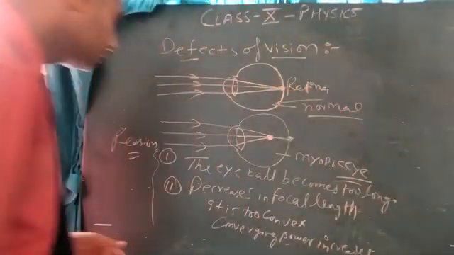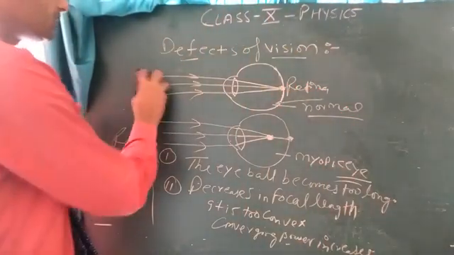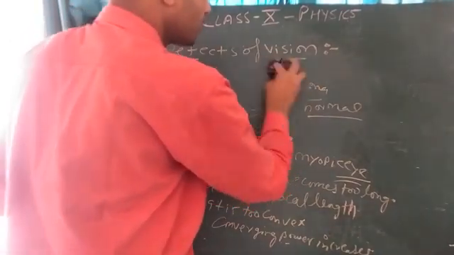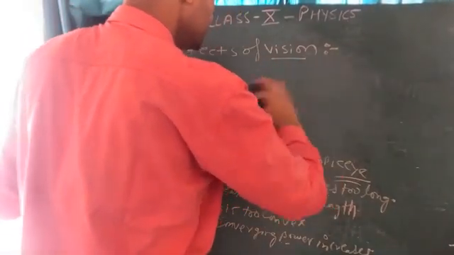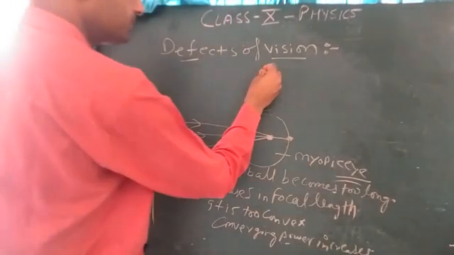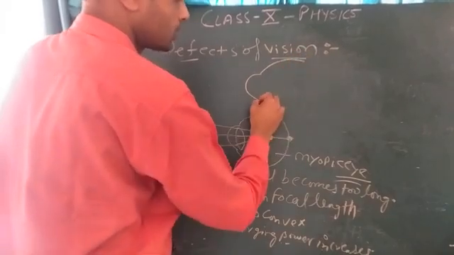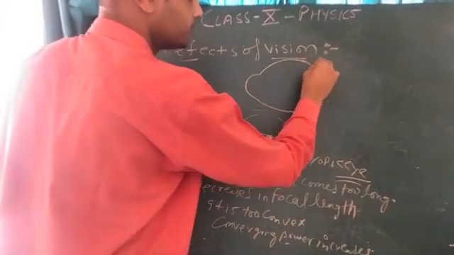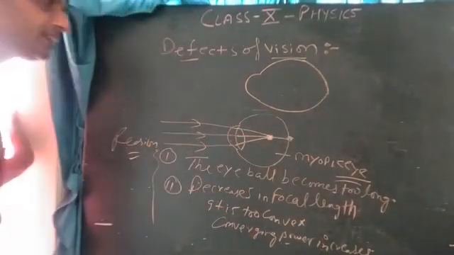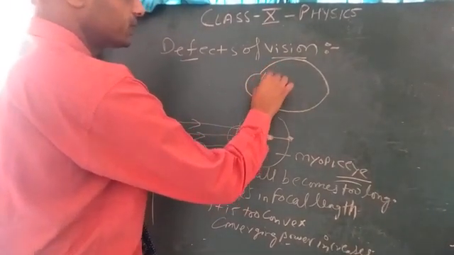In case of a myopic eye, our far point is shifted. It means, as you know, for a normal eye, a man can see from 25 centimeters to infinity.